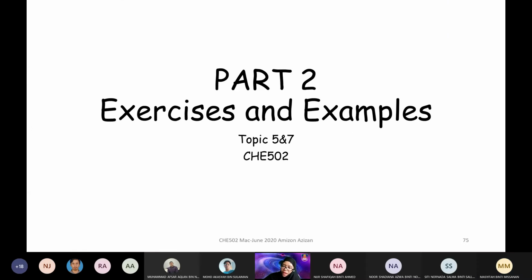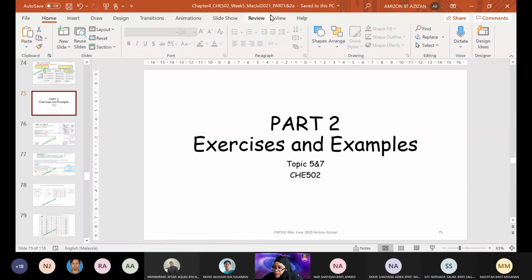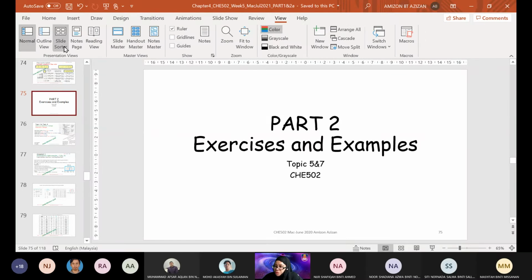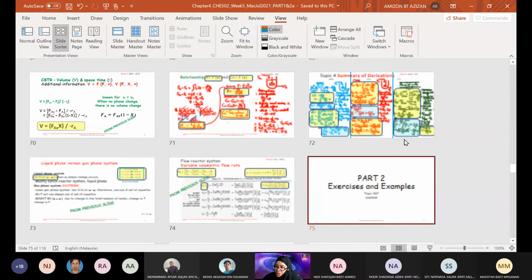So we have these exercises and examples written for topics 5 and 7. Actually, I'm going to pick some of them. When I did that, I put everything in. So I'm going to choose one of the examples from topic 4. Before that, I will go to view slide sorter, then I'm going to choose my examples.